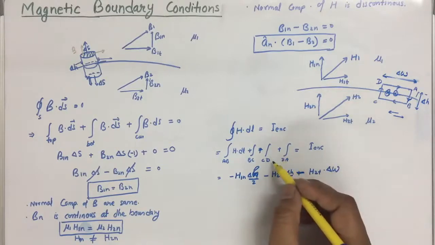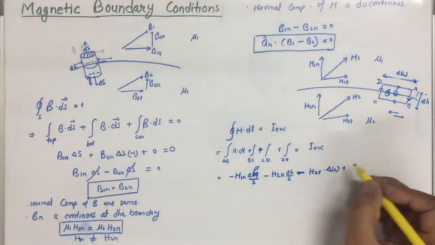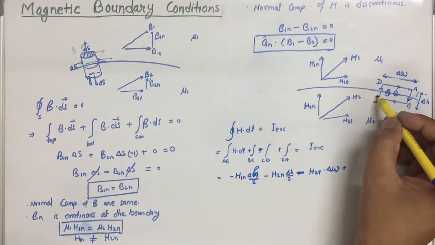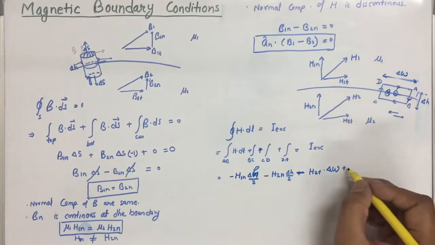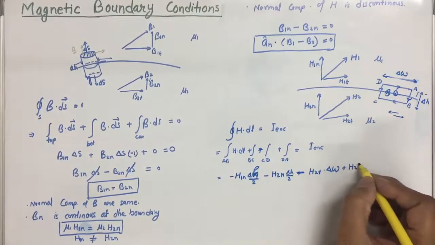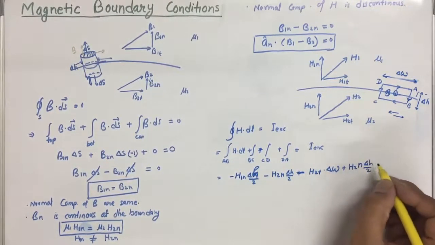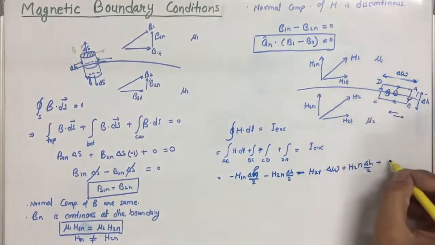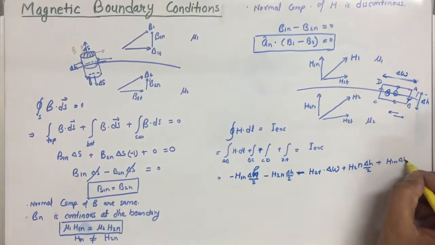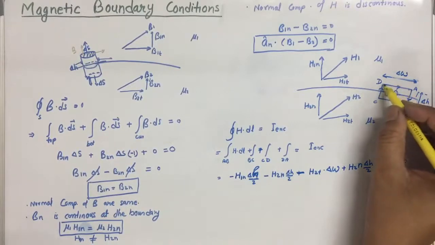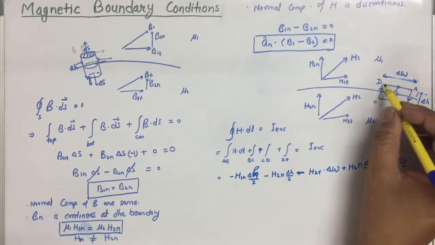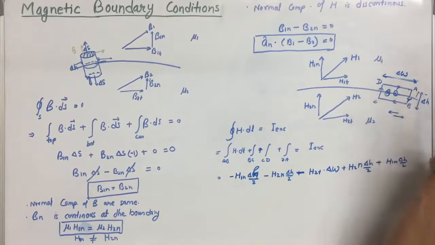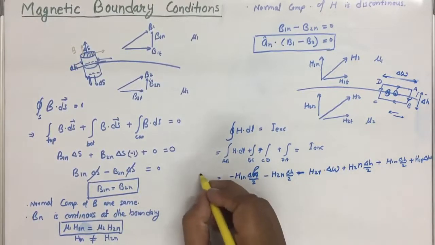So from C to D, H2n is in this direction, delta h by 2 is in this direction, so both should be positive: H2n delta h by 2. Similarly here, H1n delta h by 2. H1t and delta w are both in the same direction, so it should be H1t delta w. Combining all, it should be equal to the current enclosed.